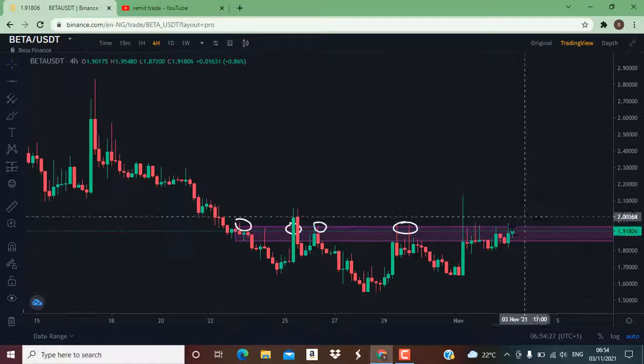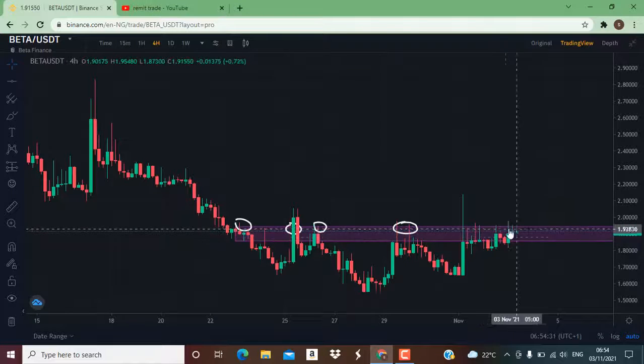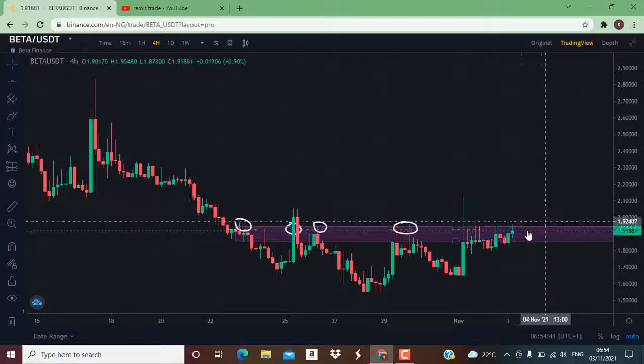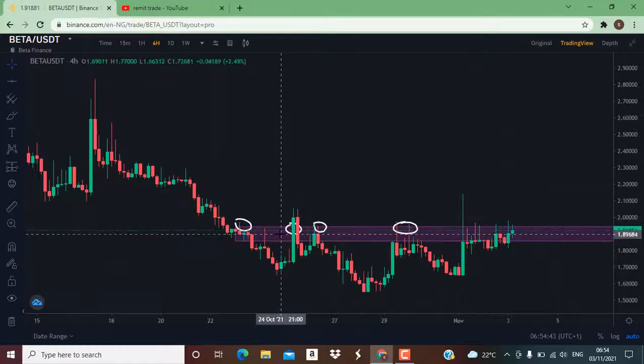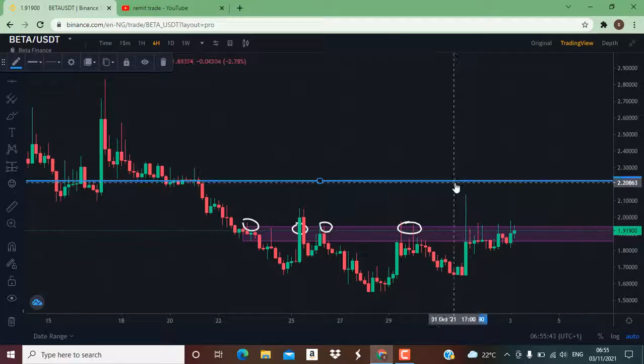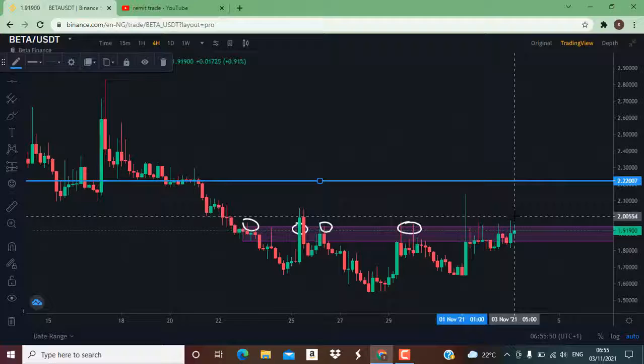So right now, that is what you should expect on Beta Finance at this level. If it does not break with a bullish close, then don't take this trade. If you see a bullish close that breaks out of this resistance level, then this will be a good, nice trade to take. This is the first target I am expecting the market to get to before it retraces back down after we see a bullish close right here.